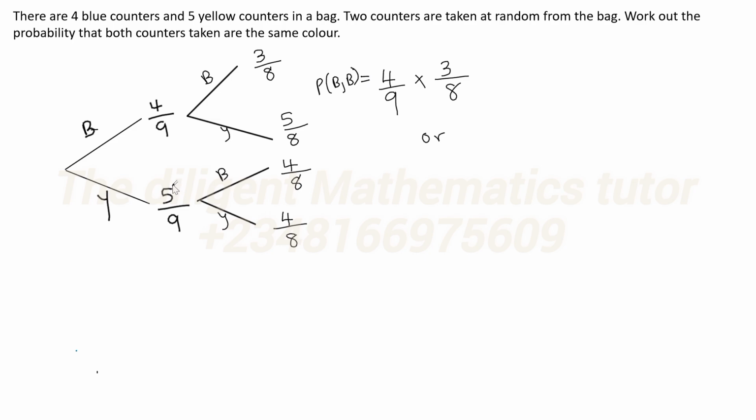Or the probability of getting the second one is blue, yellow. They're not the same color. Yellow, blue, not the same color. Yellow, yellow, the same color. Probability of getting yellow, yellow, which is the same color. So the first yellow is 5/9, and the second yellow is 4/8. Then we multiply. 4 times 3 is equal to 12.